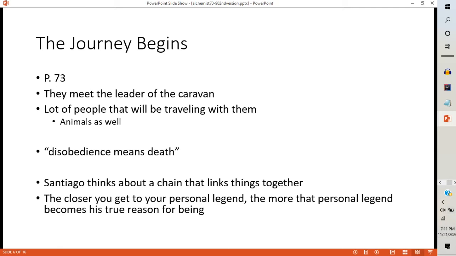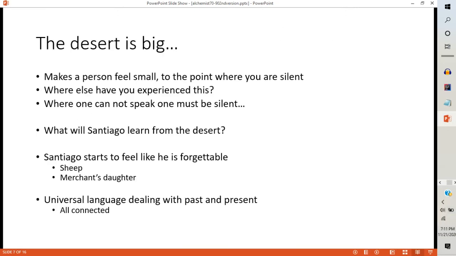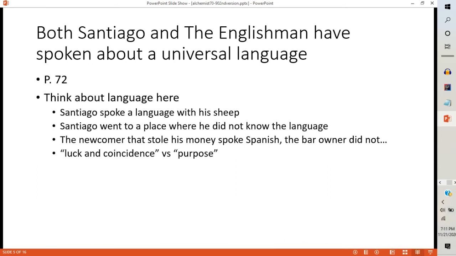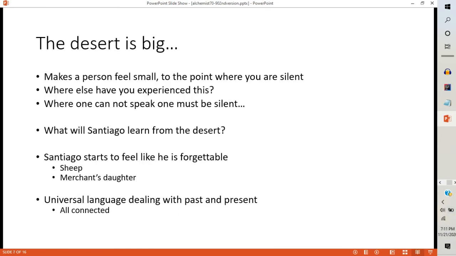All right. Remember, all the universe conspires to help you realize your personal legend. It's not saying that it's going to be easy, but the obstacle is the way. The universe will help you out in that regard. Again, not saying it's going to be easy. What do we got here? The desert is big. So let's continue on.